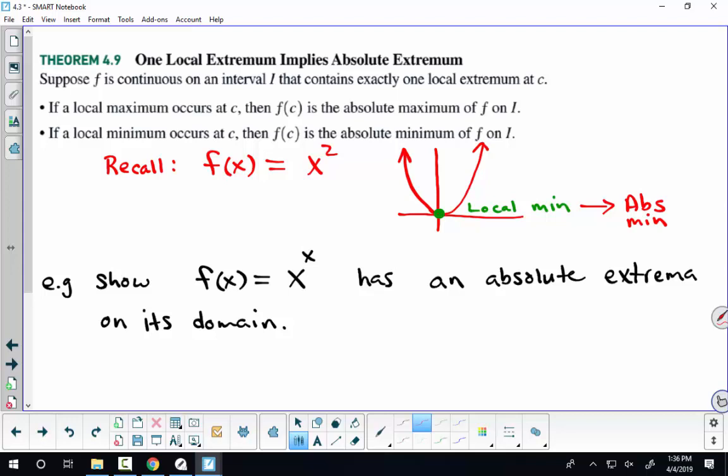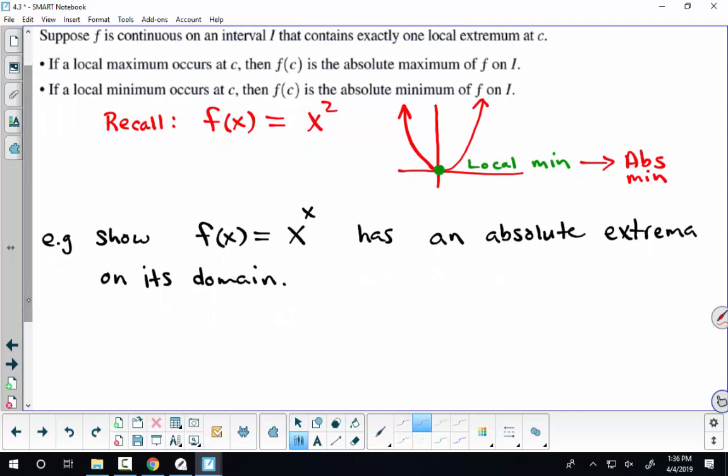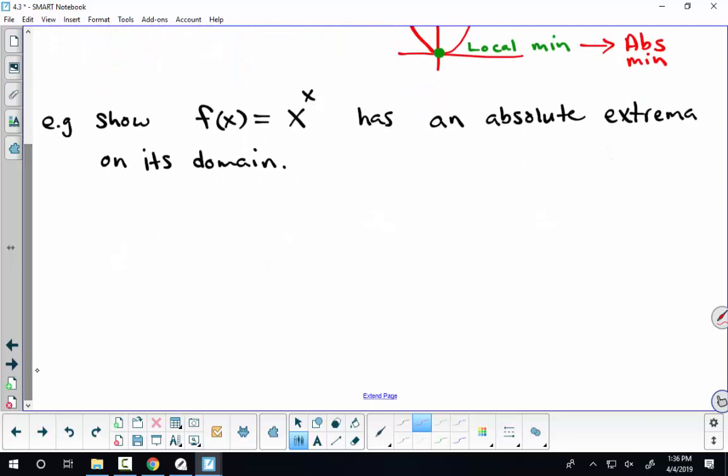Remember, we can't guarantee both absolute minimum and absolute maximum on x squared because it's not defined on a closed interval. It is continuous, but we didn't define it on a closed interval. Or negative x squared would be the example of where one local maximum implies the absolute maximum. And we'll also use that here for this example to show f of x equals x to the x has an absolute extreme on its domain.